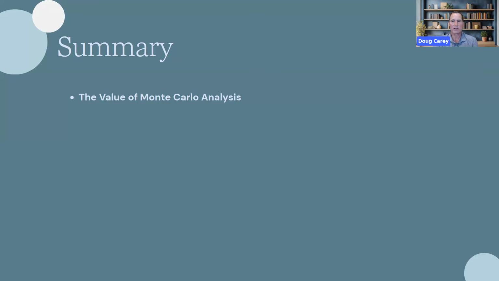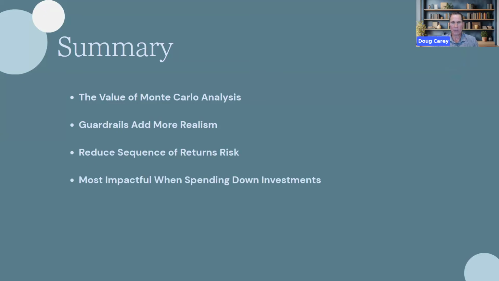Yes, thanks, Dan. And let me just summarize real quickly what we went through today. I really wanted to get through the value of Monte Carlo analysis. It really is such a powerful, important number. Also, this addition of guardrails adds more realism to the results. So, guardrails combined with Monte Carlo is a great tool to have. I really recommend trying out the guardrails. Sequence of returns risk is related to guardrails. Applying guardrails to your plan can reduce sequence of returns risk, sometimes by a lot. And as I mentioned, it's most impactful if you have to spend down your investment principal.